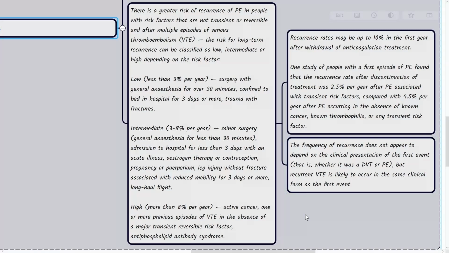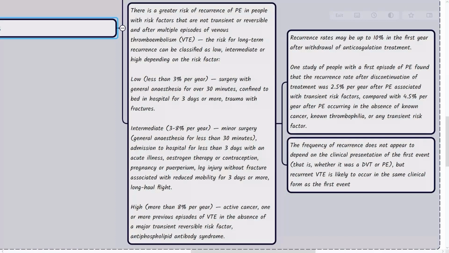High, more than 8% per year: active cancer, 1 or more previous episodes of VTE in the absence of a major transient reversible risk factor, antiphospholipid antibody syndrome. Recurrence rates may be up to 10% in the first year after withdrawal of anticoagulation treatment.